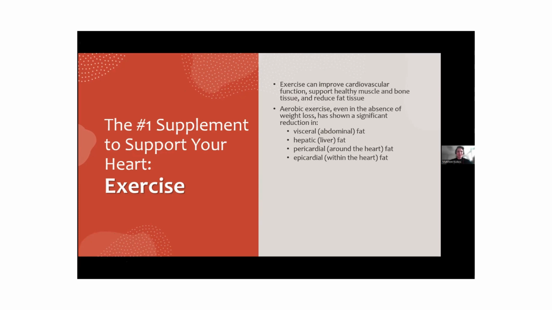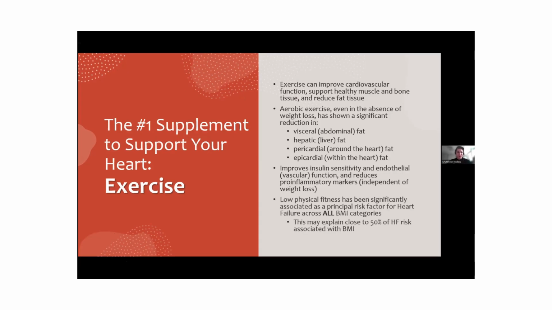Aerobic exercise, even in the absence of weight loss, has shown a significant reduction in visceral adiposity or abdominal fat, hepatic fat or liver fat, fat around the heart, and fat within the heart. So it's very supportive of our overall health and well-being and of the fat levels that can increase our risk of hardening arteries, plaque buildup, and cardiovascular disease. It also improves insulin sensitivity and vascular functioning and reduces pro-inflammatory markers. Again, all regardless of weight loss. So even if we aren't doing this to lose weight or our weight never changes, under the hood, what really matters is also improving at the same time.